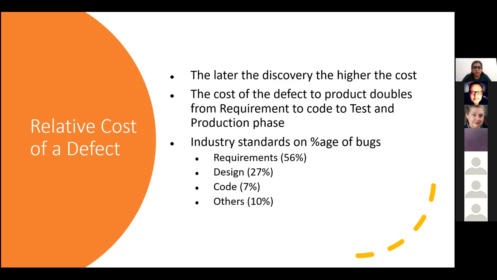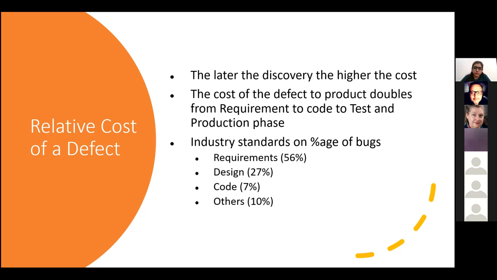This says that the later we discover a defect in our software development cycle, the higher its cost will be, and it nearly doubles in the industry. The industry standard says that the cost of fixing a bug doubles with every phase. On this slide, you can see what percentage of bugs come out of the different steps of the software development lifecycle. Most of the bugs, 56%, more than half, come from the requirement phase.